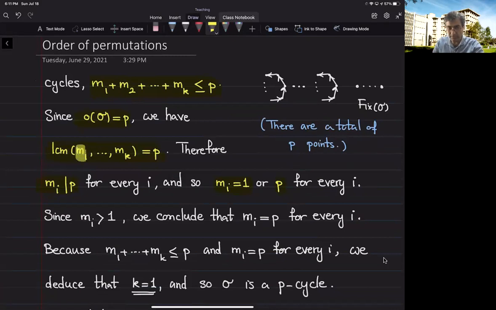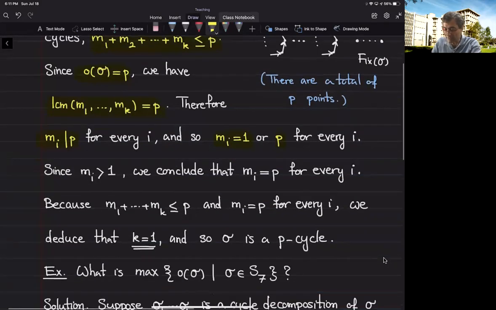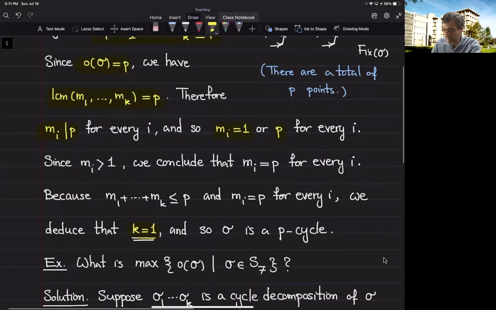I have m sub 1, and the least common multiple of m sub 1 is supposed to be p. That means m sub 1 is p. That's exactly what we wanted to show. So from here, we deduce that there is only one cycle, and that cycle has length p, and that means that sigma itself is a p-cycle. That's exactly what we wanted to show. So an element of order p in S sub p, if p is prime, is a p-cycle.